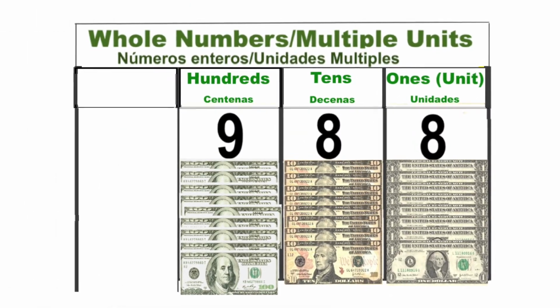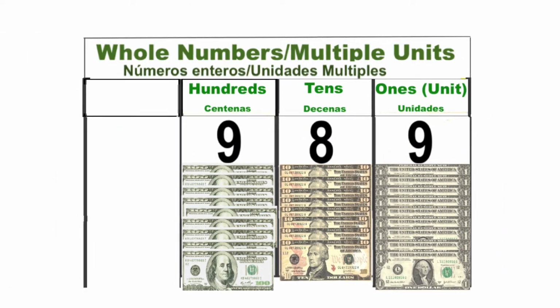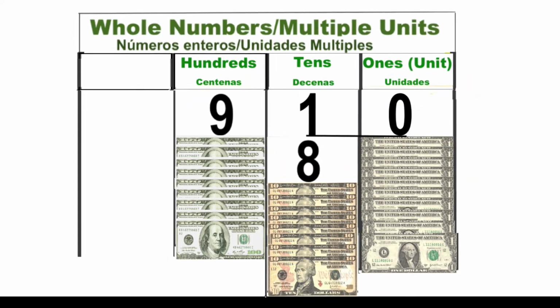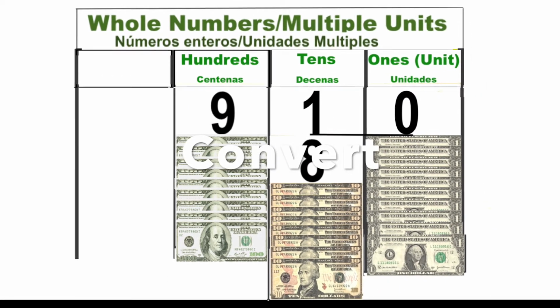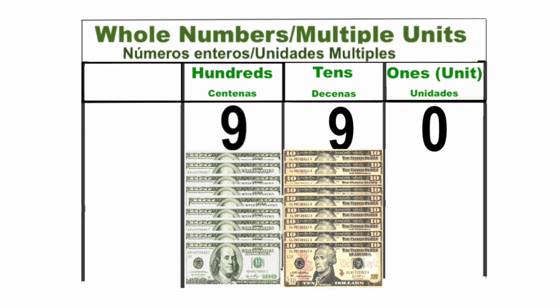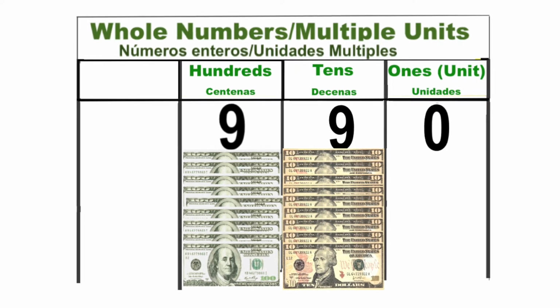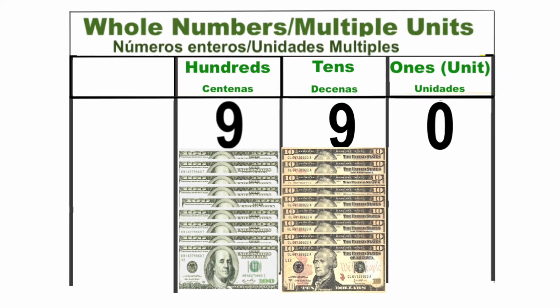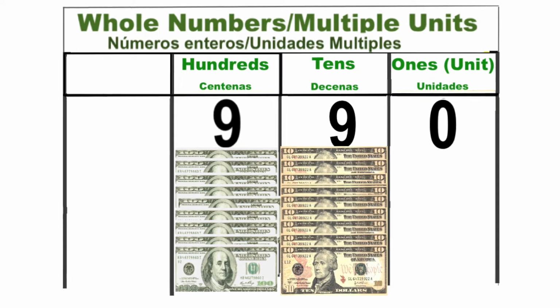Let's skip from 100 to 988. Start counting. 988, 989, 990. Convert 10 ones to a 10 for a total of 9 hundreds, 9 tens, 0 ones.